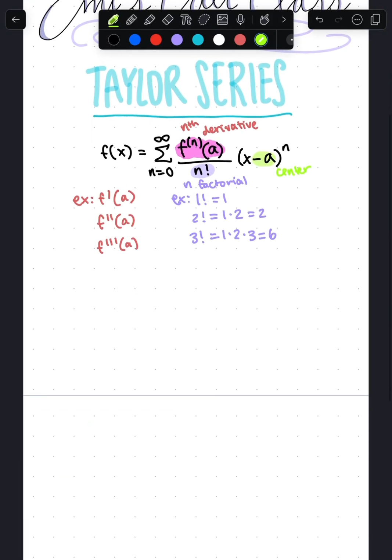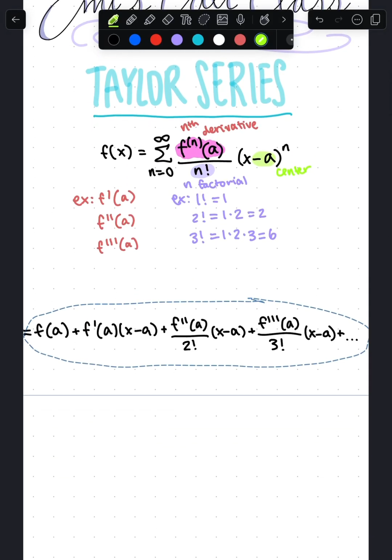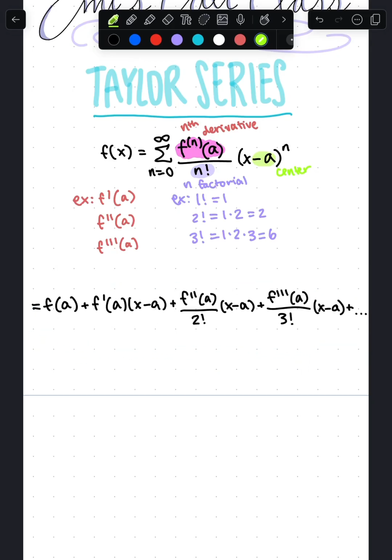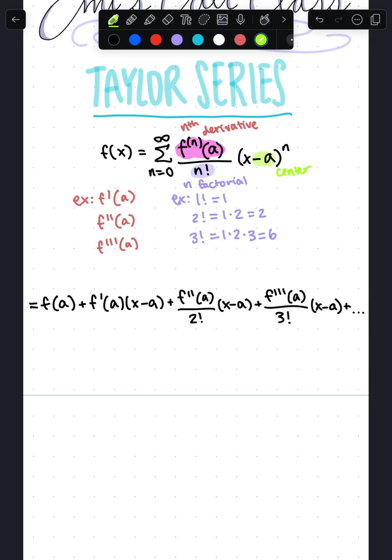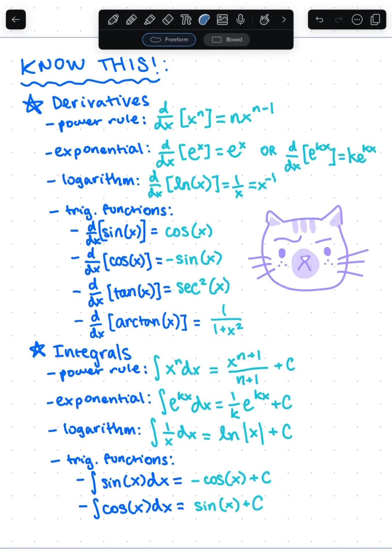So this is the Taylor series. It is an infinite sum of polynomials, and that is what it looks like in its expanded form. These both equal the same thing. Again, infinite number of terms, and that is what it looks like written out. And here are some things you should know before we get into some examples. These are some derivative rules and integration rules that you may have learned from Calculus 1. Feel free to take a screenshot or pause here.